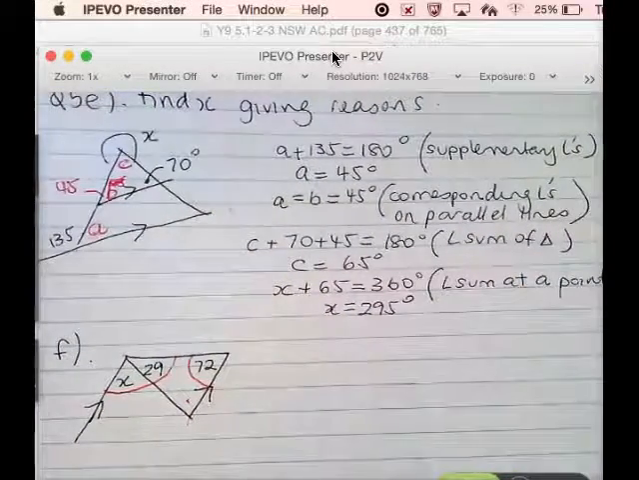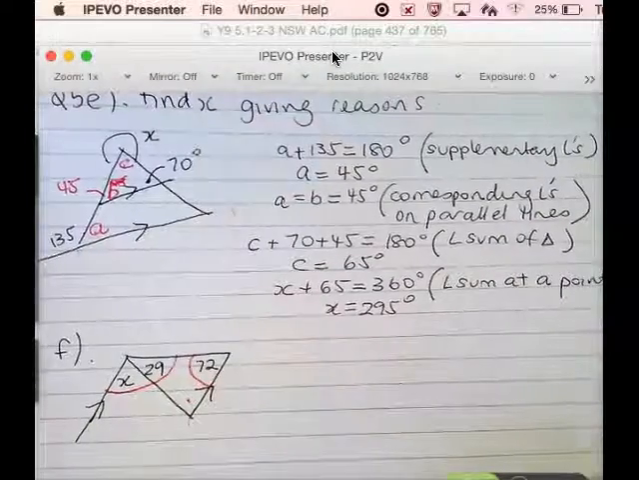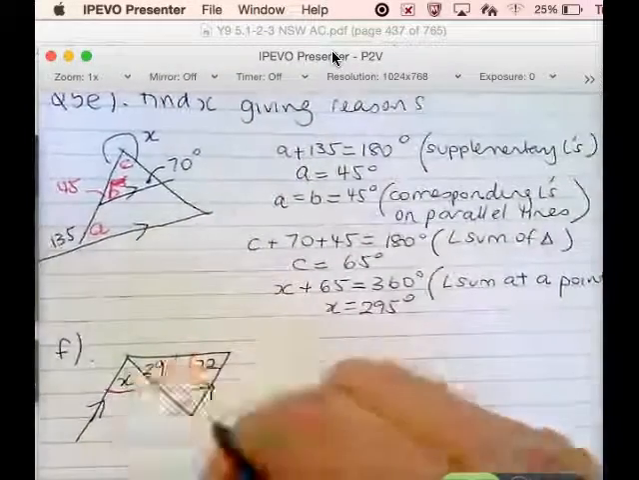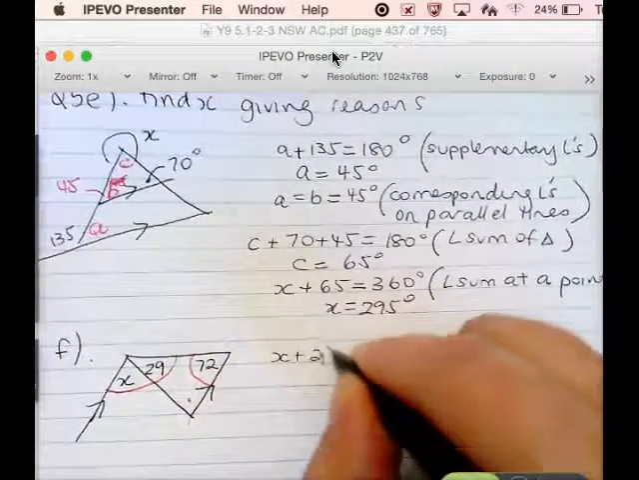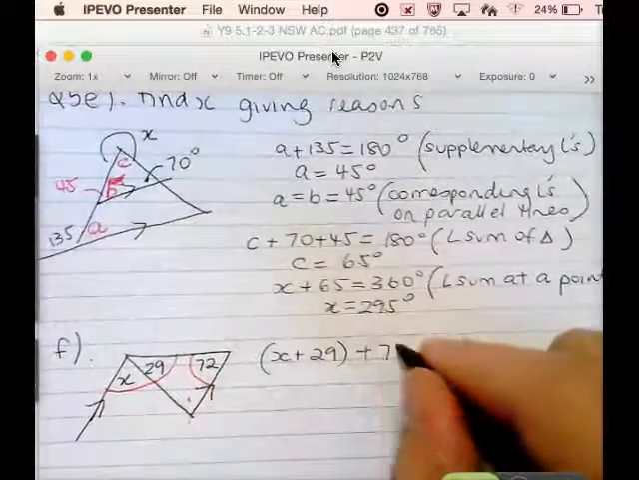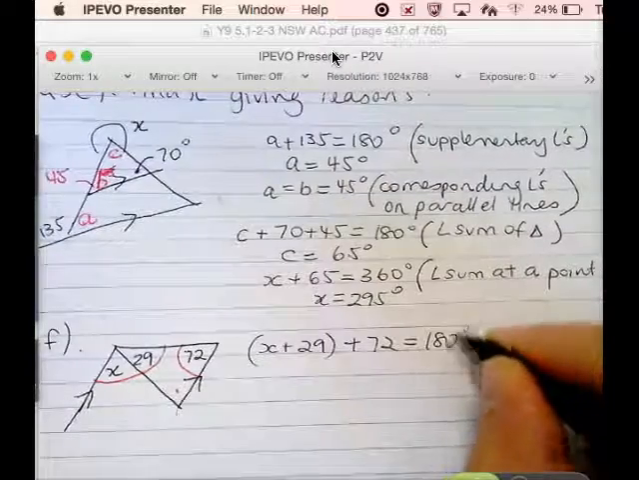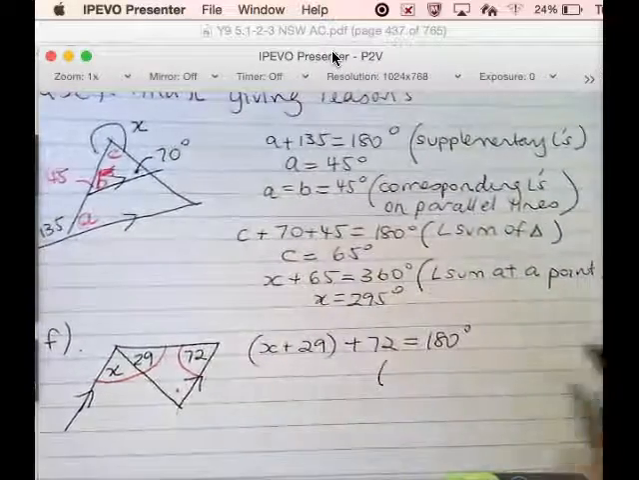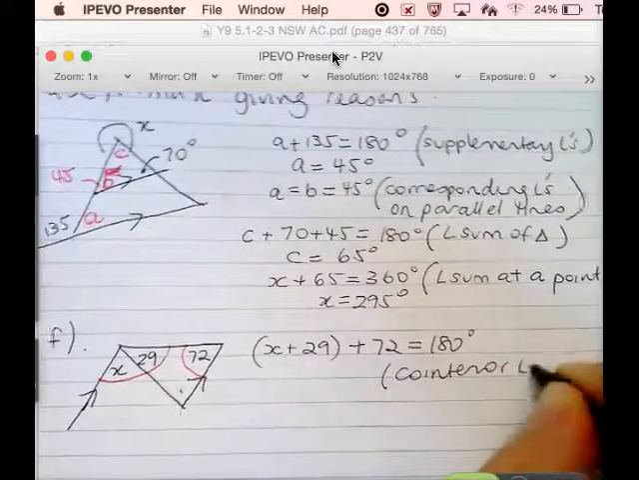What does X plus 29 plus 72 equal? 180. Because that is just one angle, so what if it's got a line through it? So one way of doing this is X plus 29, I can put it in brackets so you know it's one angle, plus 72 equals what? 180. Why? Common material.